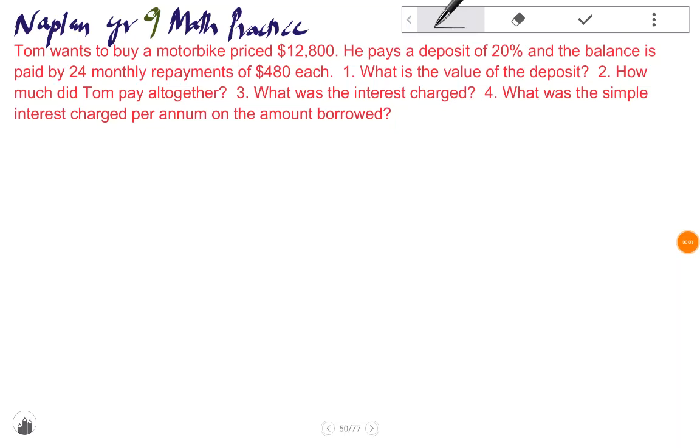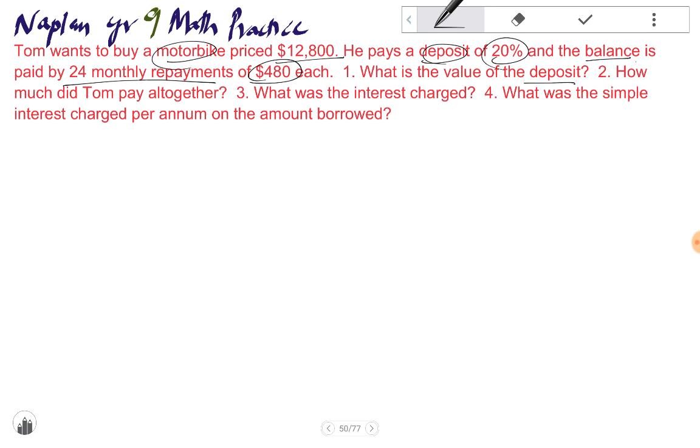NAPLAN Year 9 Math Practice. Tom wants to buy a motorbike priced at $12,800. He pays a deposit of 20% and the balance, or the remainder, is paid over 24 monthly payments at $480 each. Number one, what is the value of the deposit?